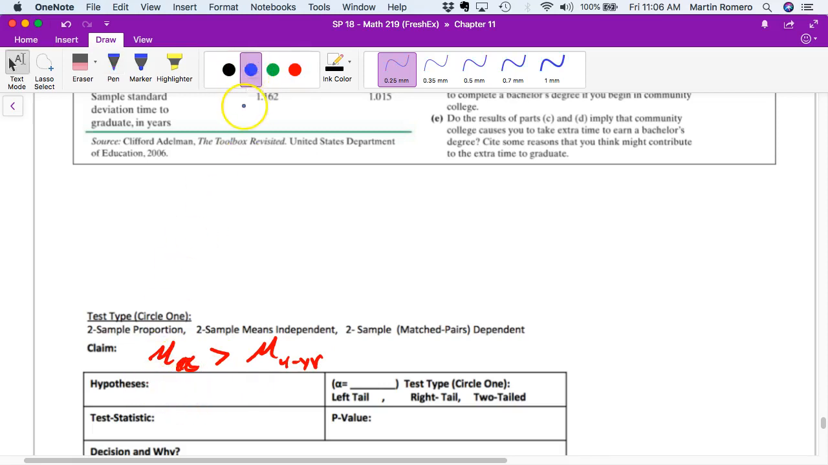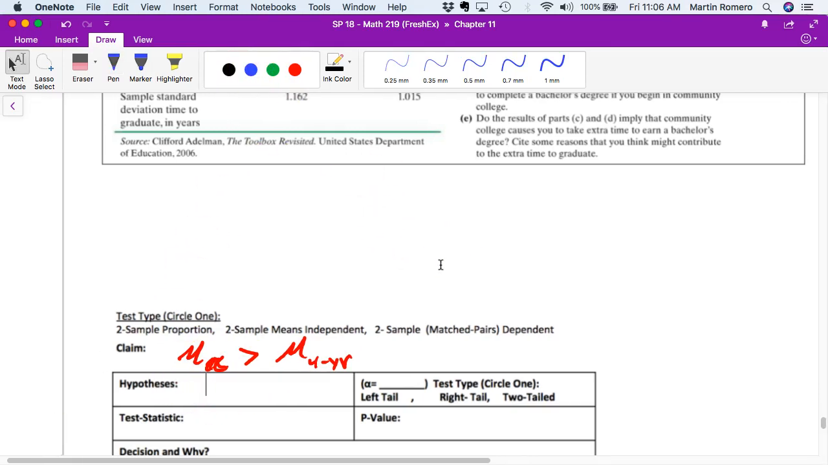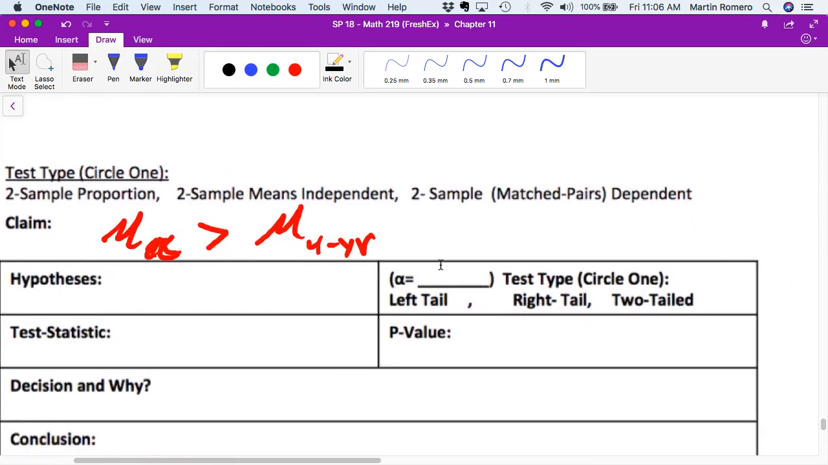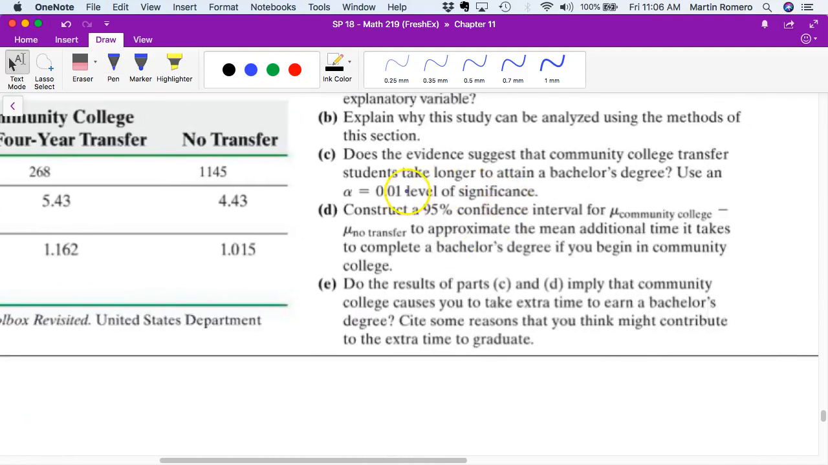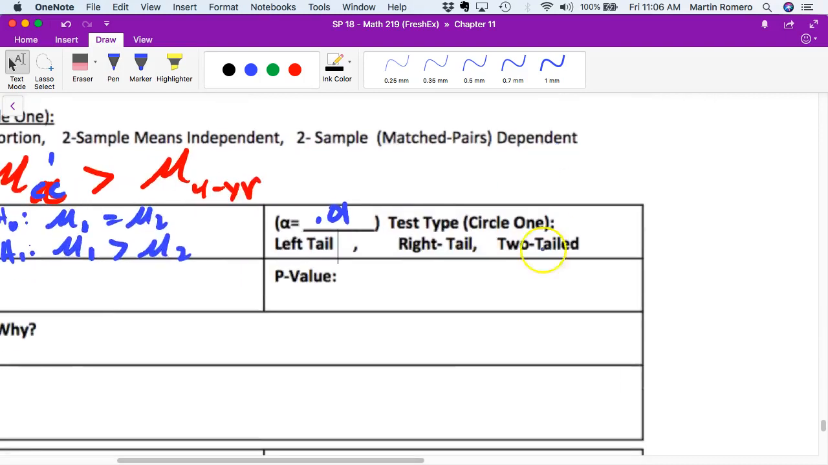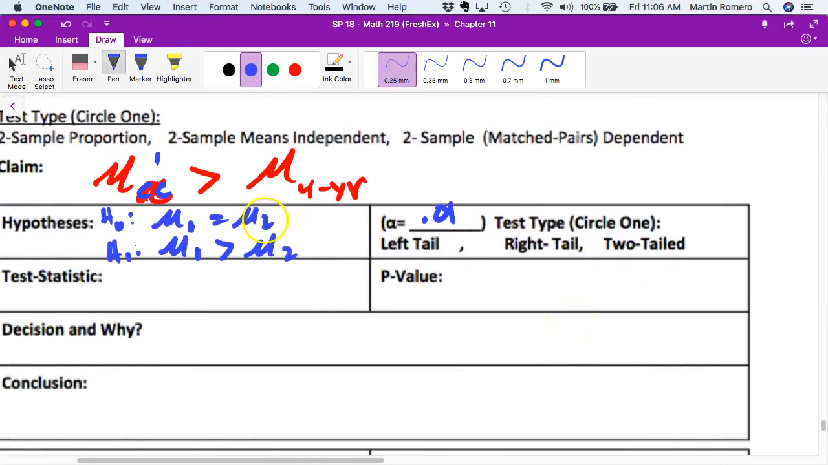So what would our hypothesis be? I'm going to zoom in a little bit. Our null hypothesis would be that the mean of the first group is equal to the mean of the second group, where this is the community college group and this is the four-year group. This is a CC. The alternative is that the mean of the community college group is bigger than the mean of the four-year group. I think we said use a 0.01 alpha level of significance. This would be a right tail test.